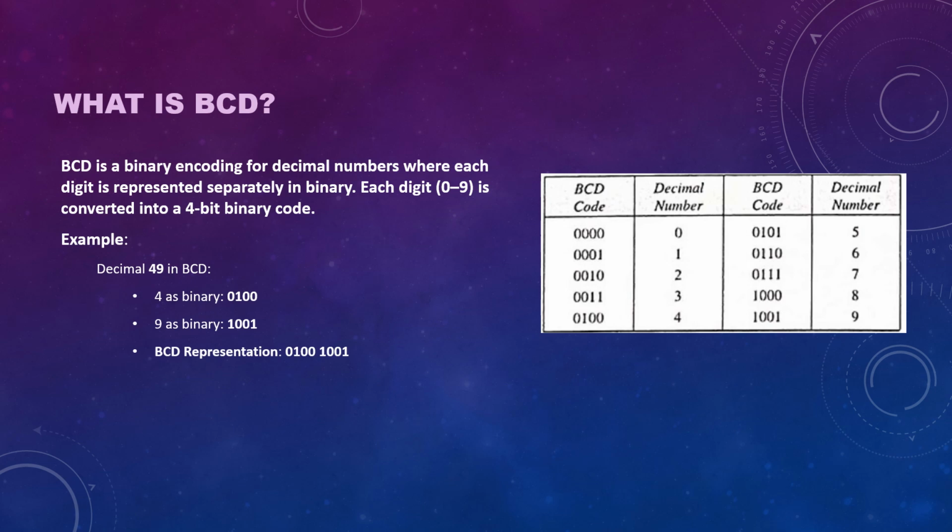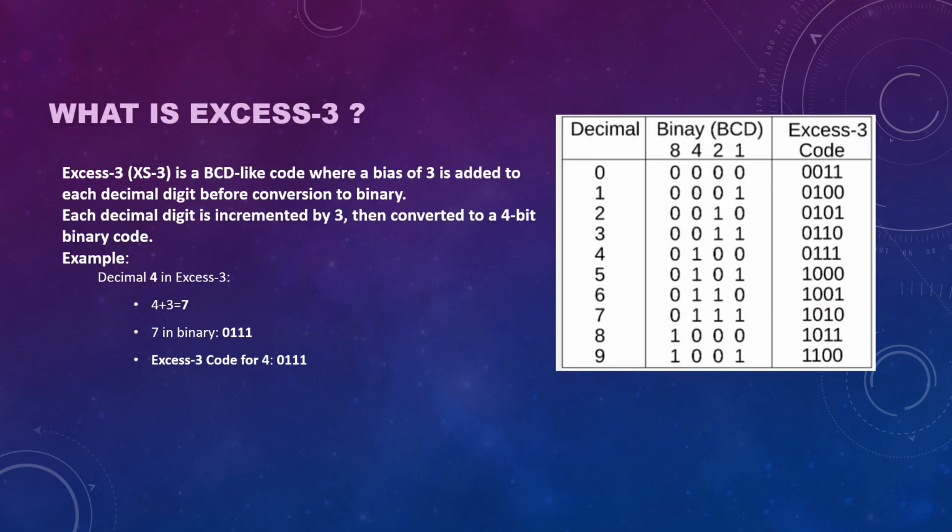Okay, for example, let's convert the decimal number 49 into BCD. Firstly, we take the binary of 4, which is 0100, and then the binary of 9, which is 1001. So the BCD representation of 49 is 01001001.